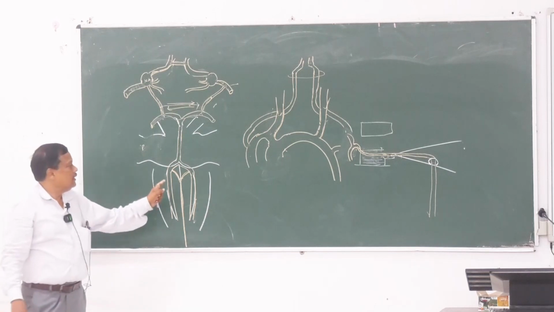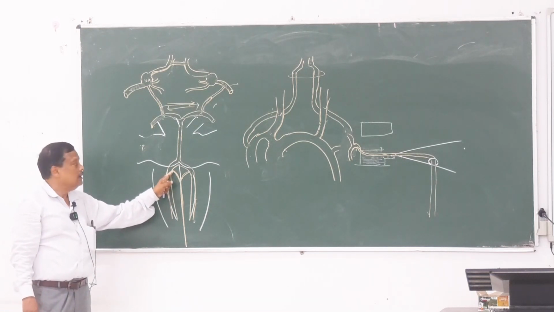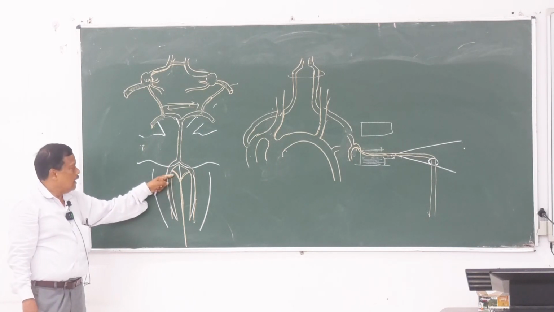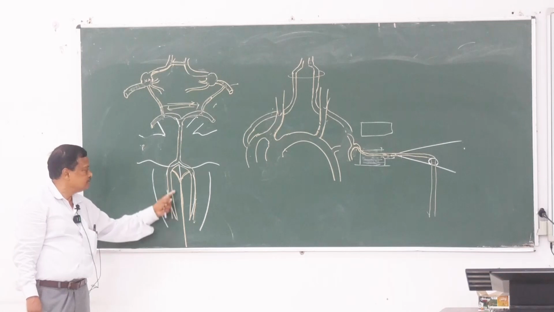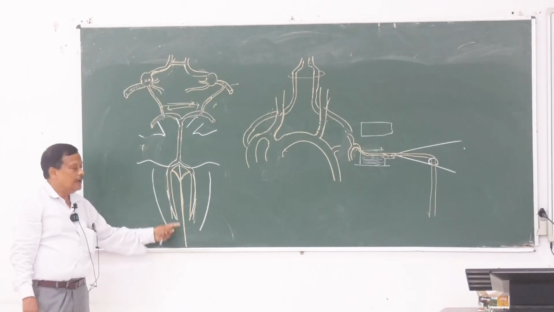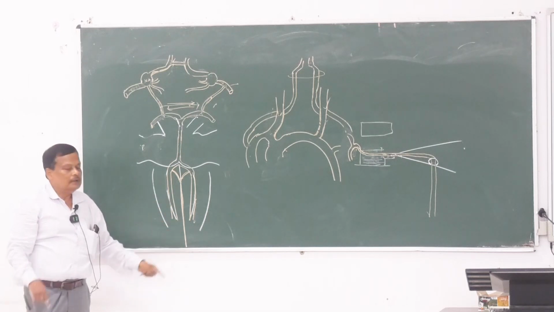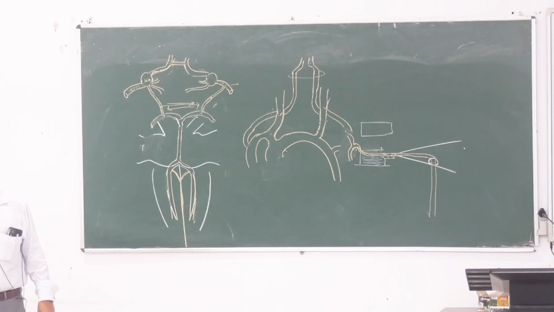So the anterior spinal artery, though it arises from the vertebral artery, arises in front of the lower medulla oblongata, and the two anterior spinal arteries join together to form the midline anterior spinal artery, a single trunk that goes along the midline to supply the whole of the spinal cord.